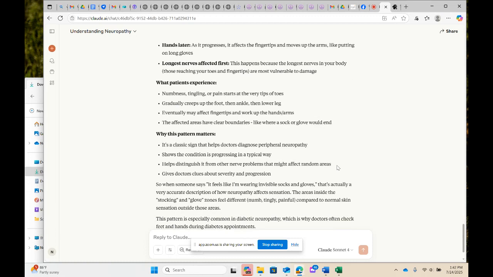What patients experience: numbness, tingling, or pain that starts at the very tips of the toes, gradually creeps up the foot, then the ankle, then the lower leg, and eventually may affect fingertips and work up the hands and arms. The affected areas have clear boundaries, like where a sock or glove would end. Wow, okay, that's really interesting. So now I would pretend I'm a little creature that's creeping up my foot and then my ankle and then my lower leg. And the same little creature would start up my fingertips, and that little creature would be neuropathy.